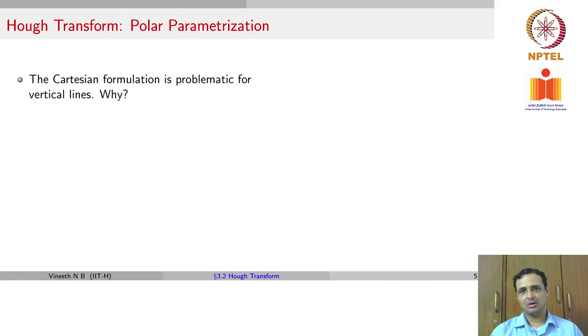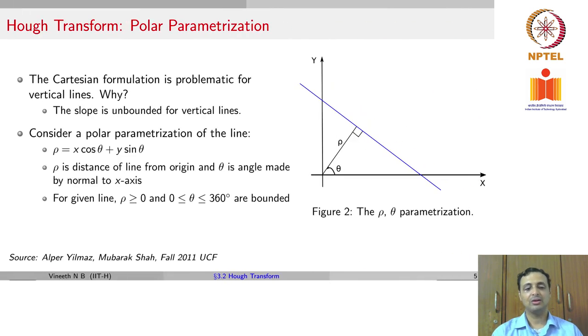Before we go forward, we spoke about the Cartesian coordinates on the previous slide. Unfortunately, the Cartesian formulation can be problematic for vertical lines. Can you say why? When you have a vertical line, your slope is unbounded. It becomes difficult to represent such a line in your mc space because m has to be infinity.